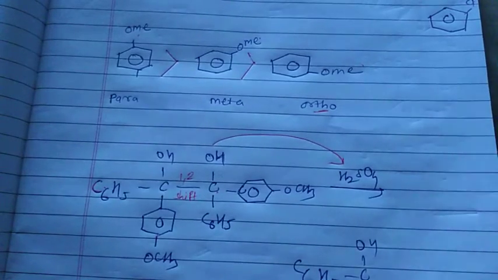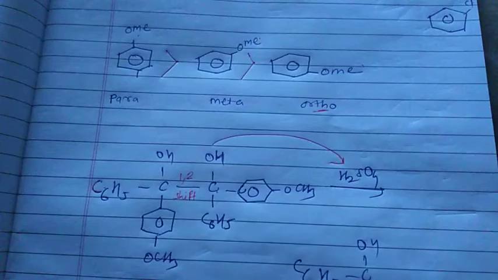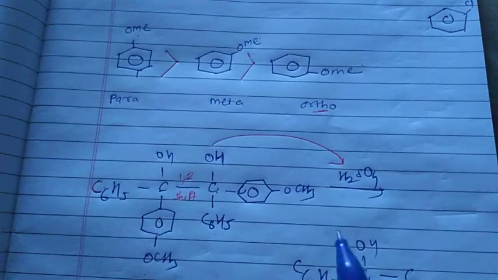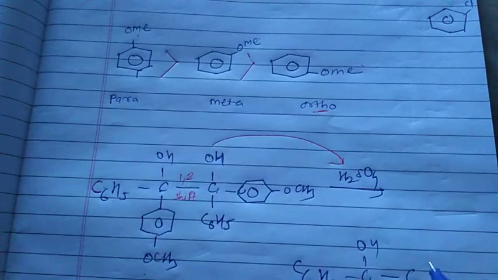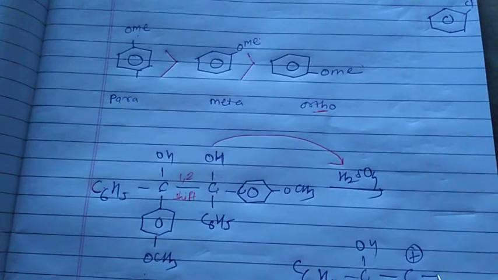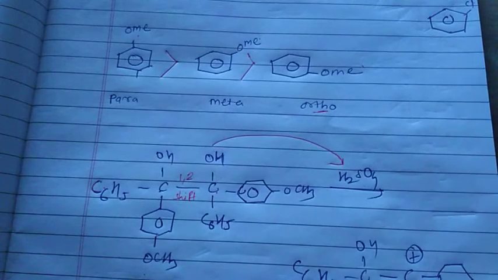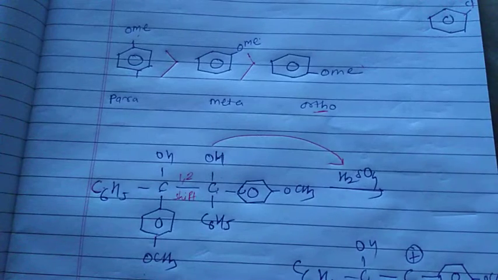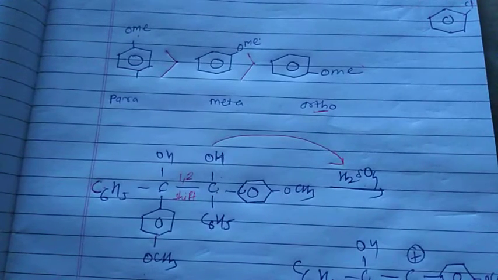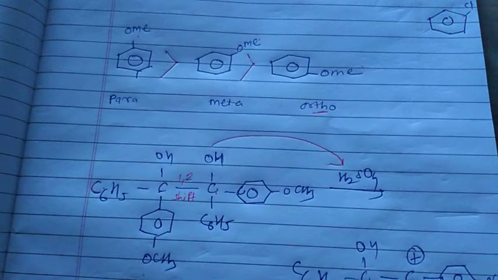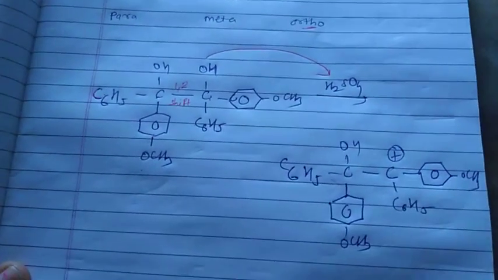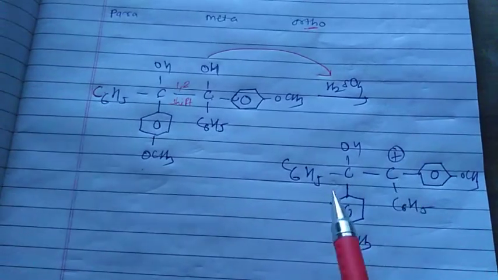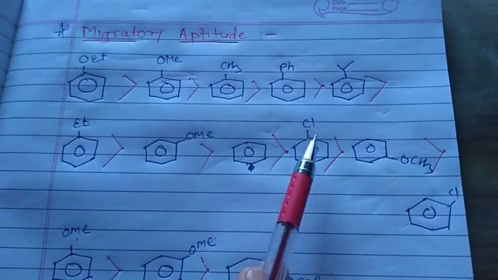C6H5COH. This is the OCH3 group which is present at the para position of this carbon. Then whenever this water molecule gets removed, there is a formation of the carbocation. This is the reactive intermediate which is formed in this reaction, C6H5. Then there is a migration of one R group, but which group migrates toward this? For this we have to study the migratory aptitude.